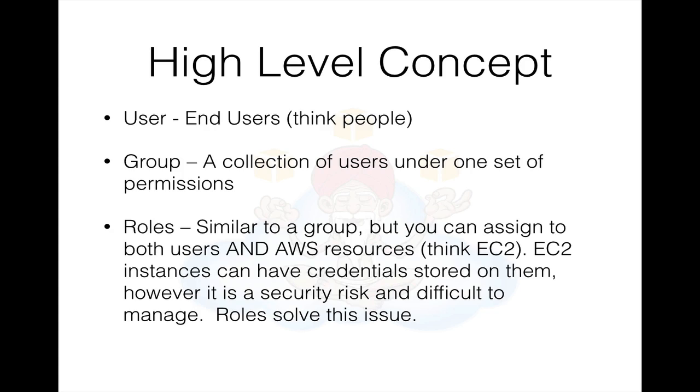EC2 instances can have credentials stored on them, however, it is a security risk and it's difficult to manage. Roles solve this issue. So essentially, I can take an EC2 instance and say, okay, this EC2 instance has the S3 role assigned to it, and the S3 role would allow any person or any object that's assigned to it to access S3. So this is a way I can set permissions amongst my AWS account on a different service level basis.